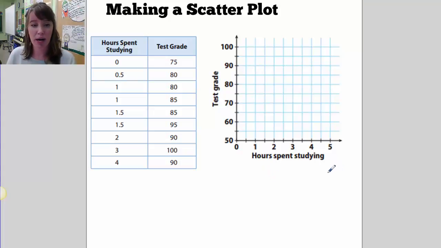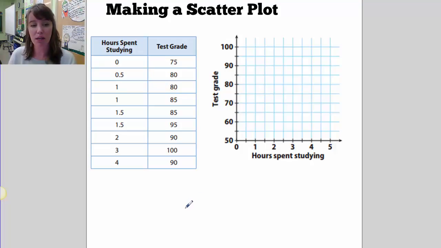Okay, so let's just review how to make a scatter plot. This is data that's been collected about hours spent studying and test grade. And we might wonder if there's some sort of relationship between hours spent studying for a test and the grade that someone achieves on the test. So the first thing that I do in order to see what this looks like is I plot it on a graph. Now, scatter plots are part of a field of mathematics called statistics, and statistics is actually a joint field between mathematics and science.